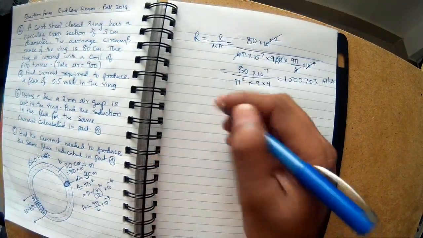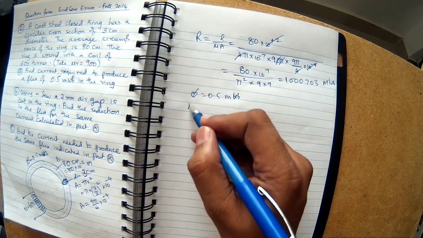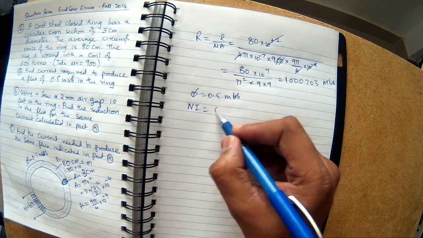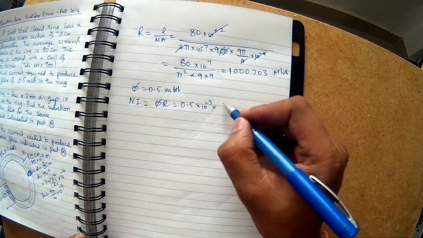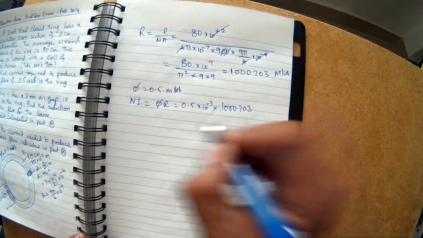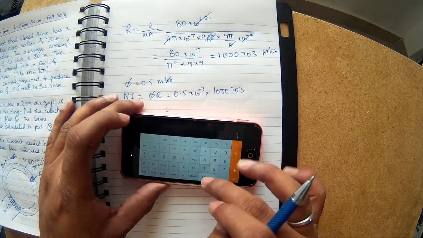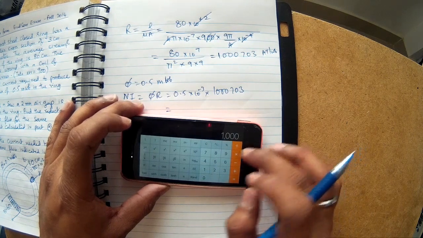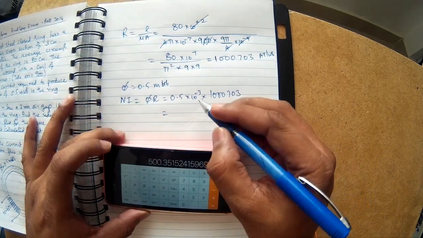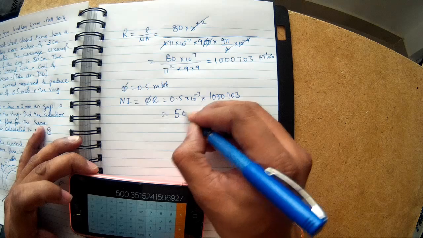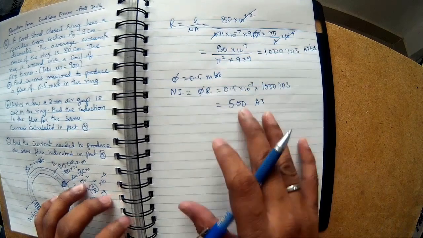Now the flux I already know is 0.5 milliwebers. Therefore the ampere turns required for this is nothing but phi into R, that is 0.5 into 10 power minus 3 into this amount 1000703. So divided by 1000 and multiplied by 0.5, I am getting exactly 500.35. I will neglect the 0.35. So I am getting 500 ampere turns. This is the ampere turns required.